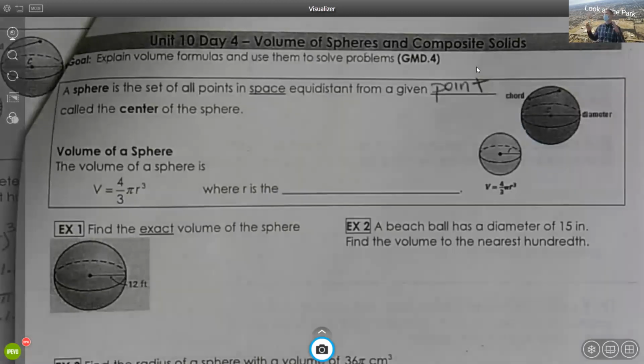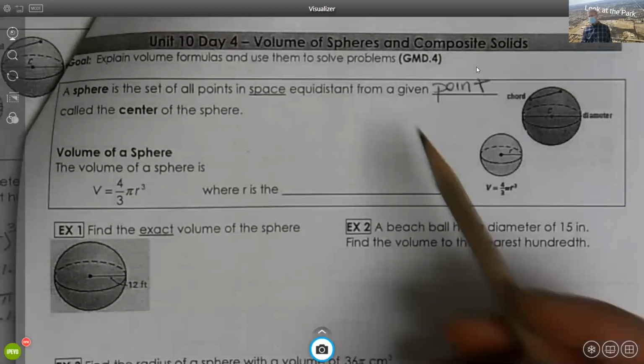We know that the definition of a circle is a set of all points on a given plane, on a flat surface, all the points equal distance from its center location. So in this case, we are in space, we're three-dimensional.